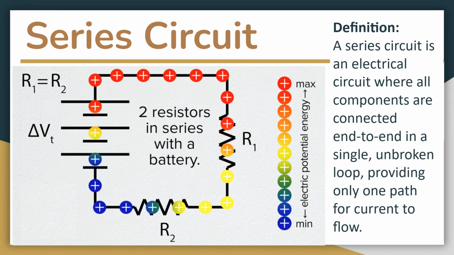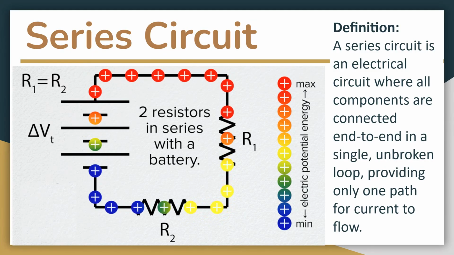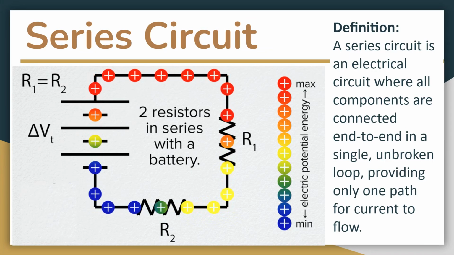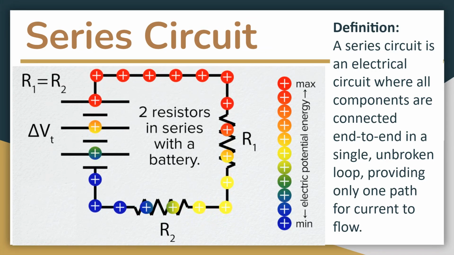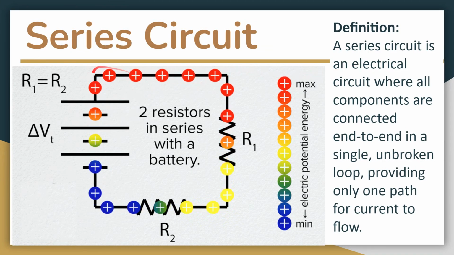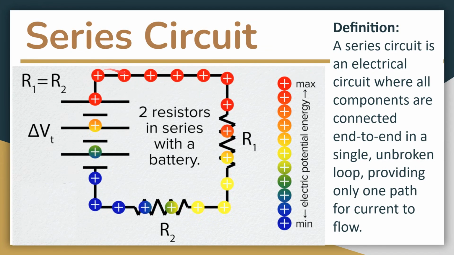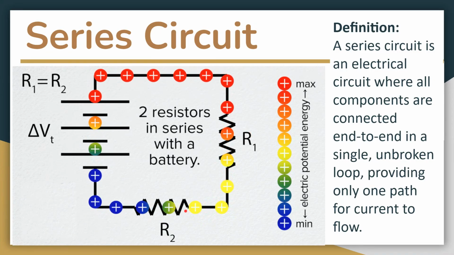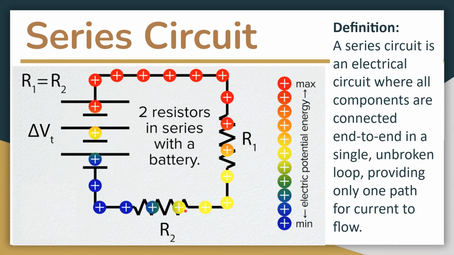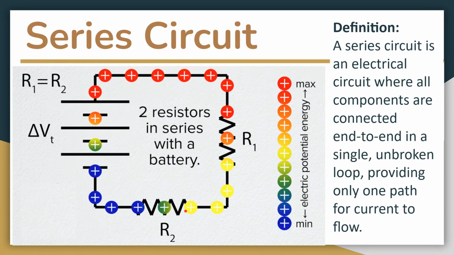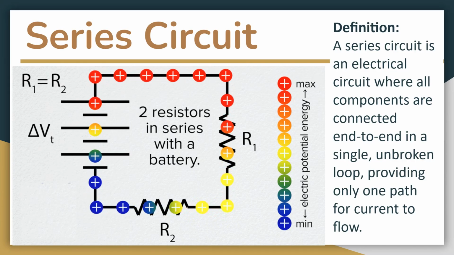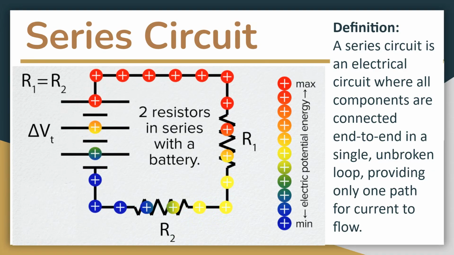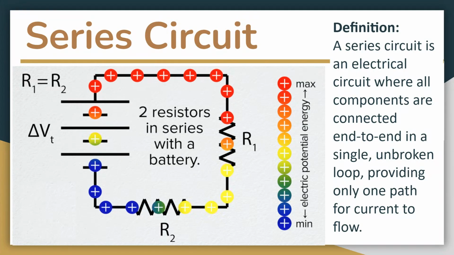Think of it like a television series. You watch one episode after the other, or a book series. You read one after the other. They're all on the same loop. And so if you were to follow these charges in this conventional current model, they're going to go through R1. And then R2, there are two resistors in series on the same loop. Okay, so this is an example of a series circuit. All of the charges have to pass through both of the resistors because there's not any other pathway for them.